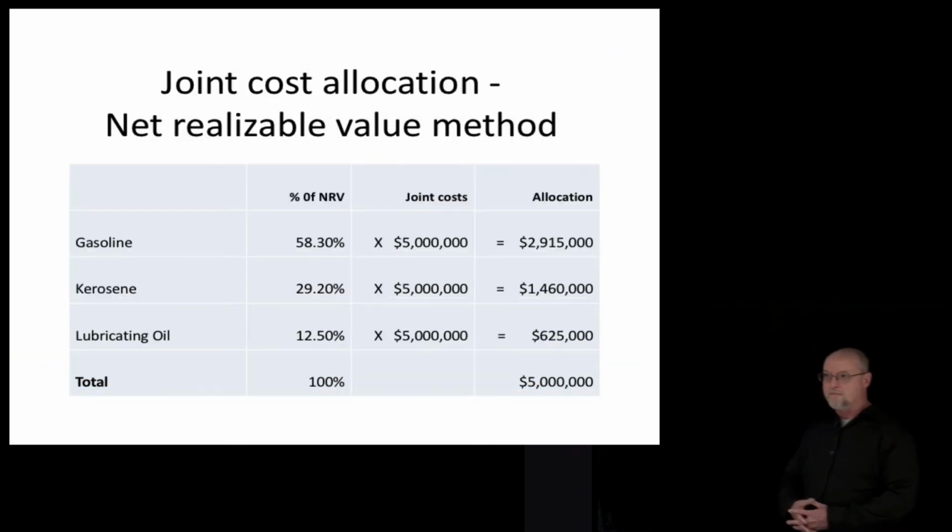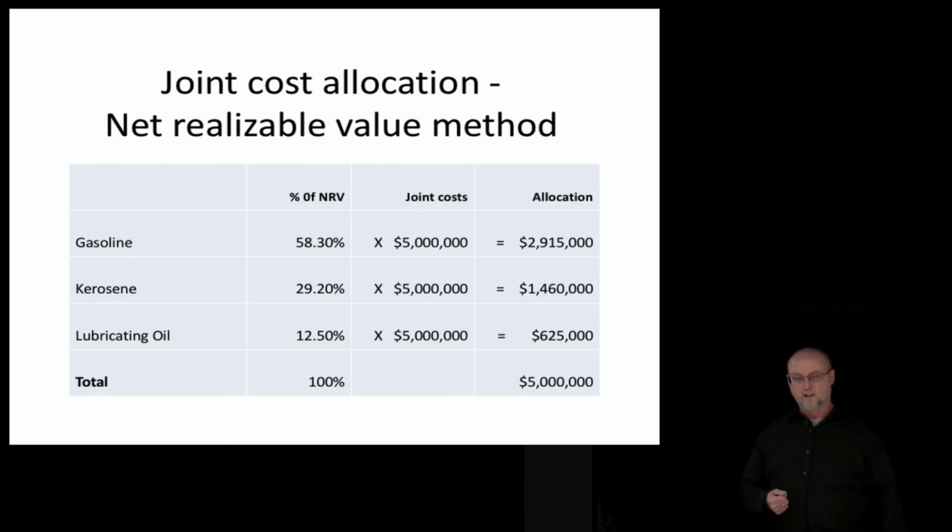And there it is. 5 million times 58.3% is 2,915,000. 5 million times 29.2% is 1,460,000. And 5 million times 12.5% is $625,000. They add up to the $5 million in joint costs that had to be allocated to the products. There's 100%. And we have now allocated those joint costs to the products based on their net realizable value.